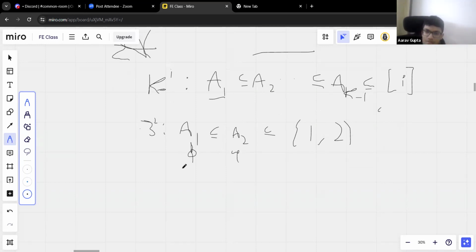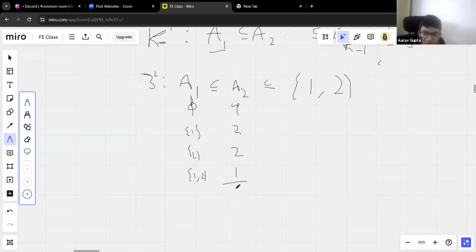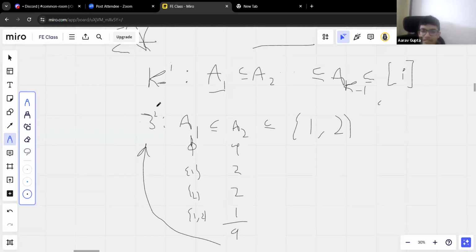So this has 4 possible choices. If E1 is {1}, then E2 must contain 1, and it also must be a subset of {1, 2}. So it can be either {1} or {1, 2}. So there are 2 possible choices. Similarly, if E1 is {2}, there are 2 possible choices. And if E1 is {1, 2}, then E2 must contain both 1 and 2, but it also cannot contain any other element. So there is one possible case. So this comes out to be 9, which is 3 squared. So you want to prove the generalized statement with 3 replaced with k and 2 replaced with n. Now, is it clear?